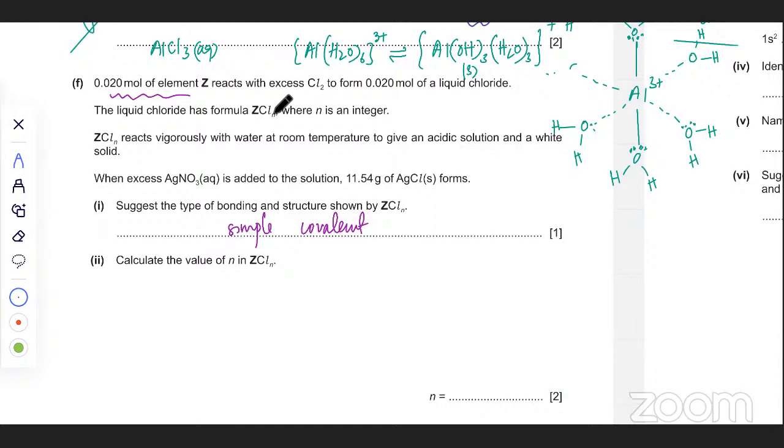it's probably going to be in solid state, it's not going to be a liquid chloride. So it's simple covalent. Why? Because it's got low melting points, that's why. Anyways, they ask us to calculate the value of N in ZClN.